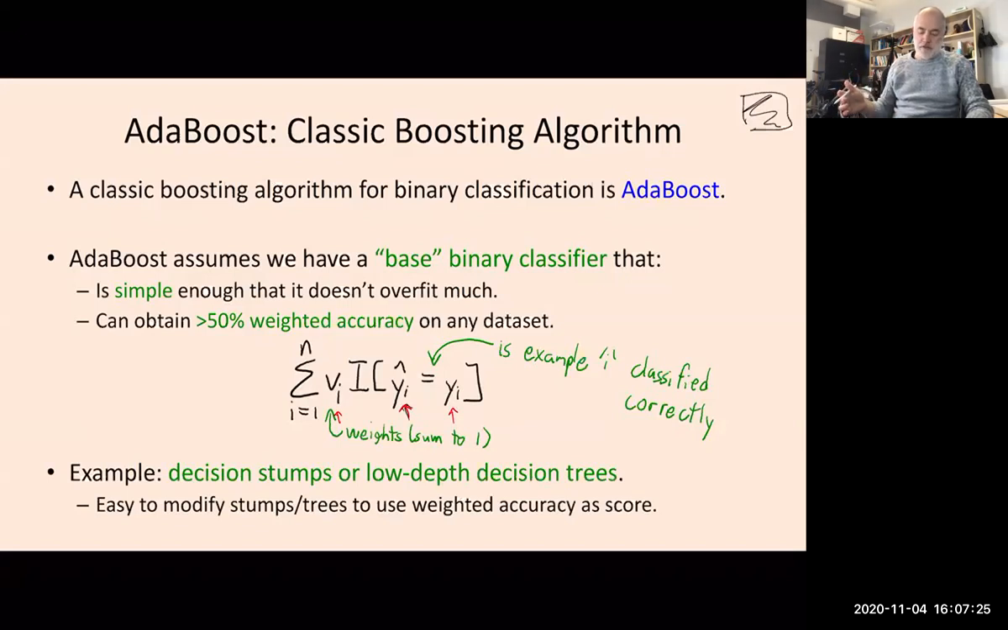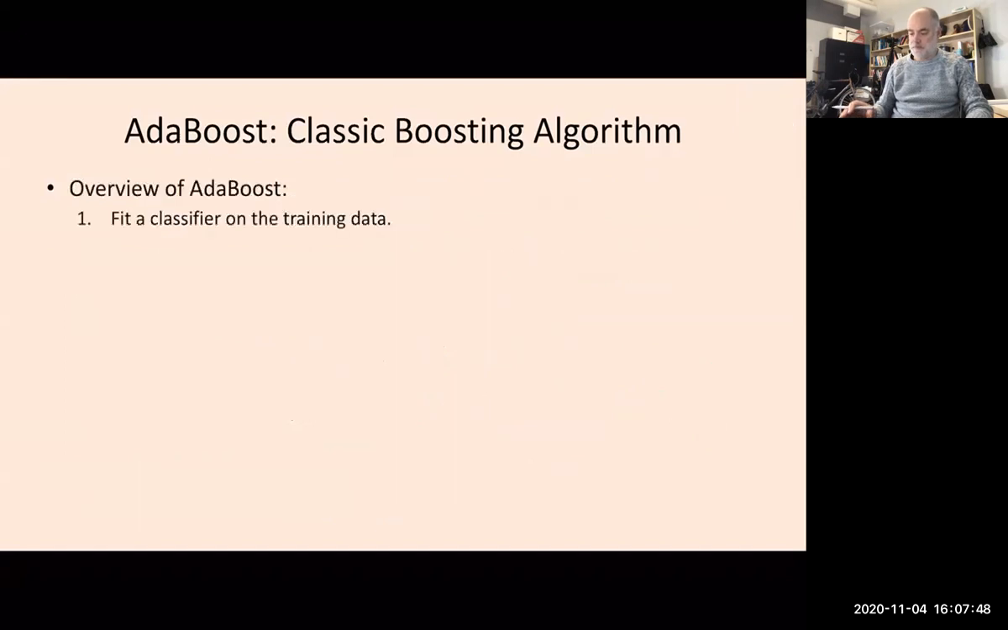An example of such a weak or base binary classifier is a decision stump or low depth decision tree. And it's pretty straightforward, if you think about it for a second, how to modify stumps or trees to use weighted accuracy as the score that you're trying to optimize.